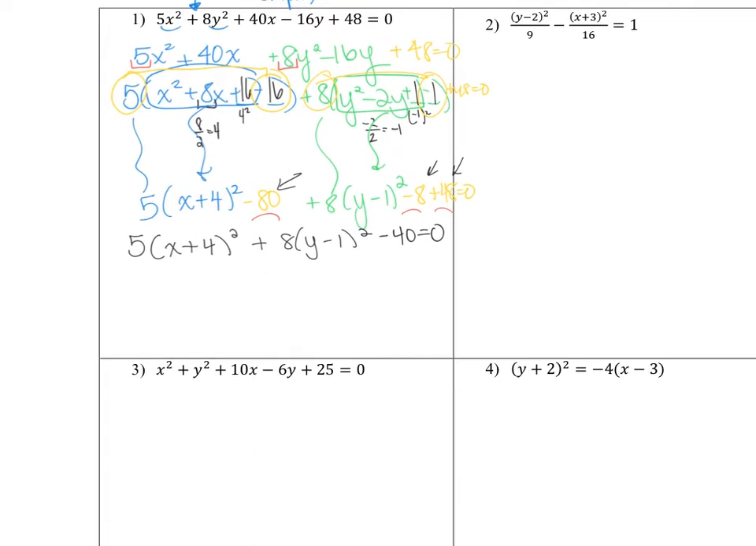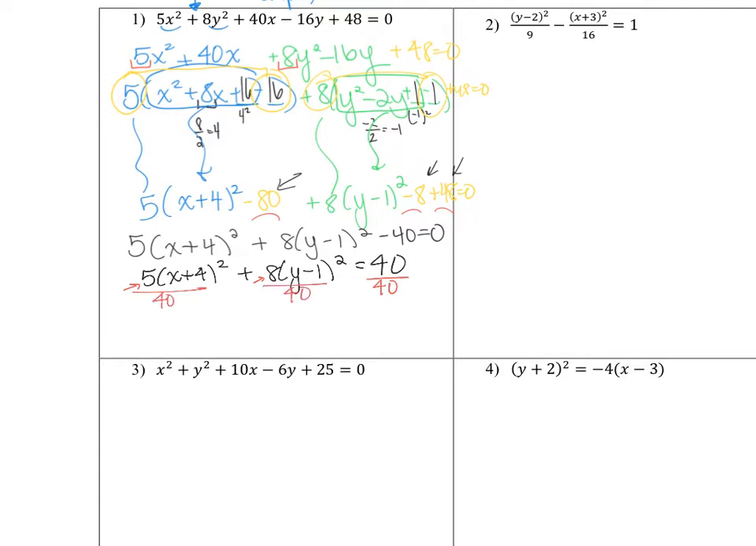So then I'm going to move my 40 over, so we're left with 5 times x plus 4 squared plus 8 times y minus 1 squared equal to 40. So right now it doesn't look like a circle because I have a 5 and an 8 here. And so I'm thinking I need to divide by the 40 to make it equal 1.